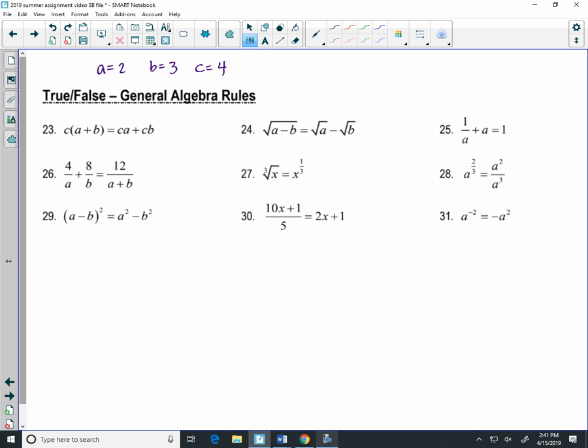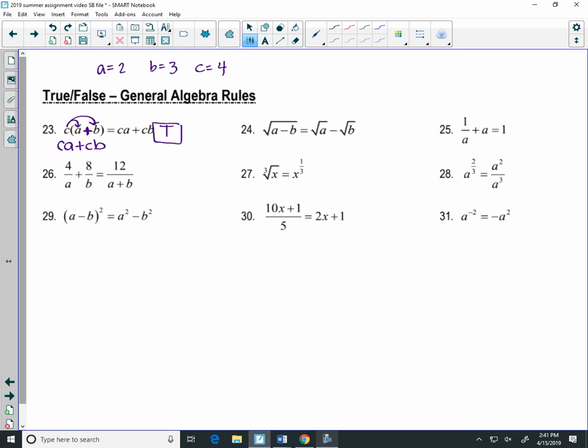I didn't make any of these terribly complicated. I am going to go ahead and do the algebra on most of them, and if I have to rely on those numbers, I can. But those numbers are really, really helpful. So for 23, this is a distributive property problem. Since you have that plus in the middle, that makes this distributive property. So this is CA plus CB. That is equal to the other side of the equation, so 23 is true.